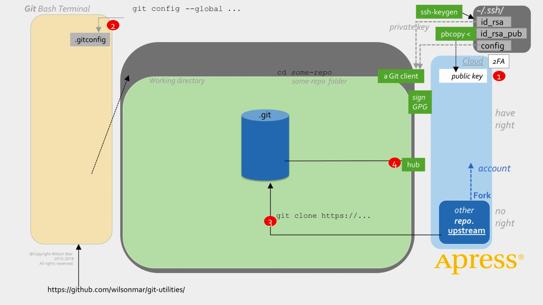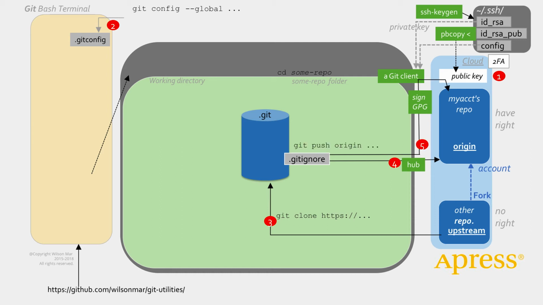In part 4, we use a hub program to create a GitHub repository in the cloud. We call that repo the origin remote. The gitignore file specifies files and folders that should be ignored when repositories are pushed to the cloud in part 5. In part 6, we switch identity to be the owner of the upstream repo in order to manually pull and merge requests submitted.